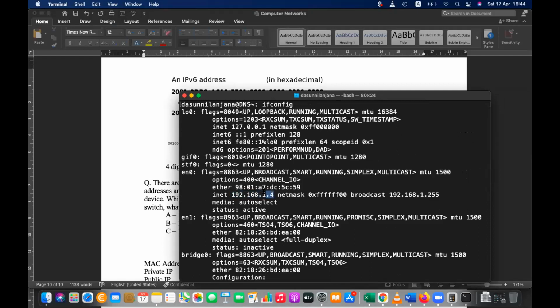192.168.1.4 is my IP address, and it is also showing the broadcast address and the net mask, the subnet mask. This time it's in hexadecimal. FF, you know, what does FF mean? What is the decimal value of FF?